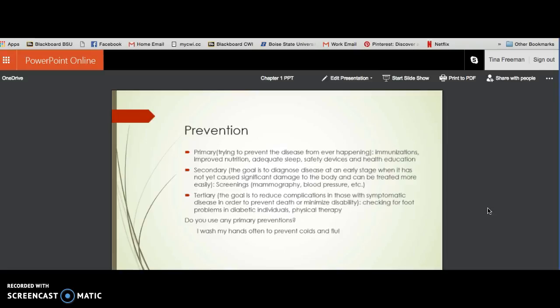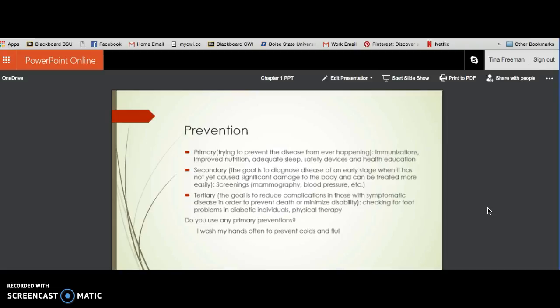So now we're going to dive into prevention, and this is what our discussion board is going to be about this week, the different levels of prevention. So we have primary preventions. These are just to prevent disease from happening. So things like washing your hands, getting enough sleep, getting your immunizations. Secondary preventions are with the goal to diagnose a disease at an early stage when it has not caused any significant damage and can be treated more effectively. So this would include screenings like mammograms and prostate screenings, high blood pressure screenings, cholesterol screenings.